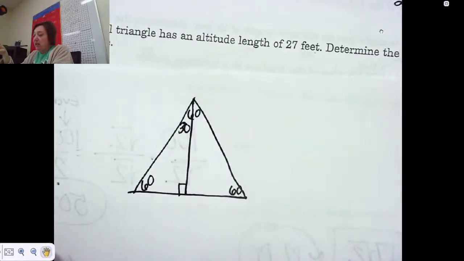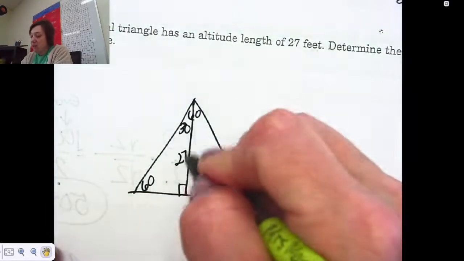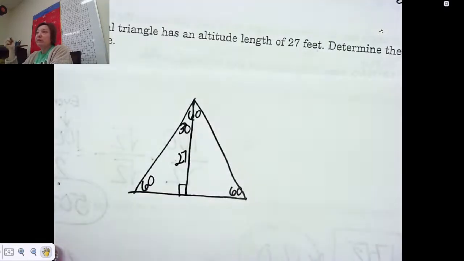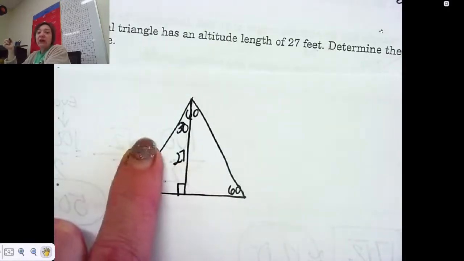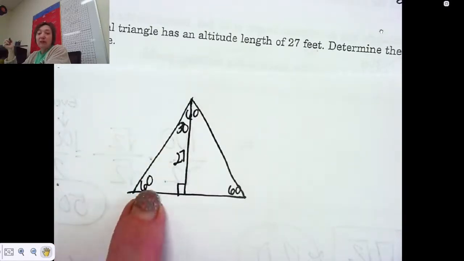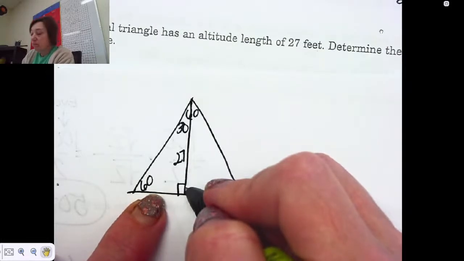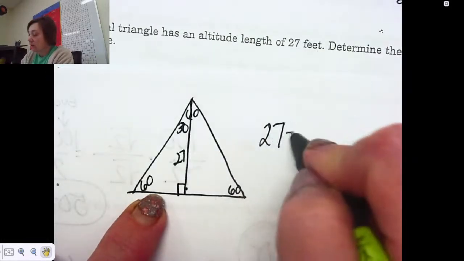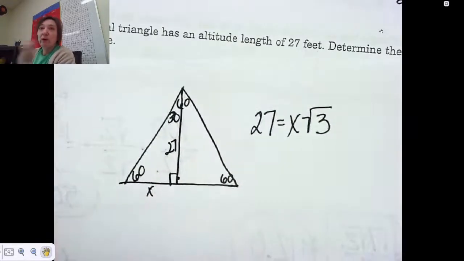And it says determine the length of the side of the triangle if the altitude, so this is 27 right here. Which side is it? Well, it's the medium side, right? That's the medium side. So we've got to find this side, or we can find that side. Actually, this is going to be the easiest side to find, because how do you get the medium side of this triangle? Let's call that x, times square root of 3, right?